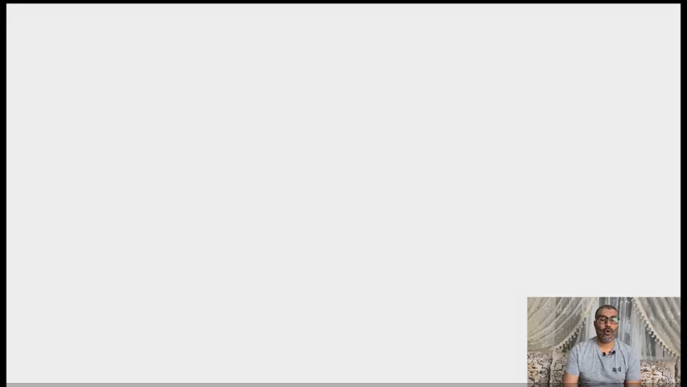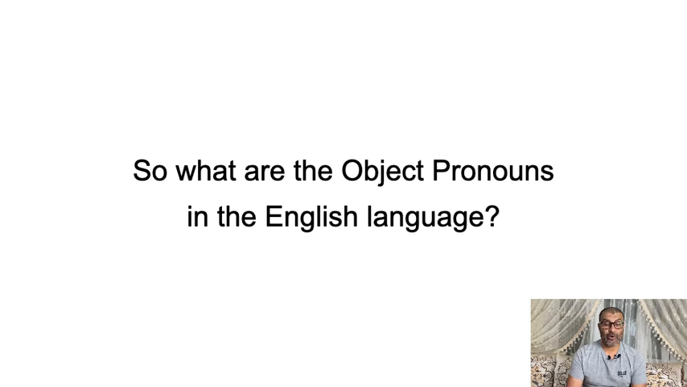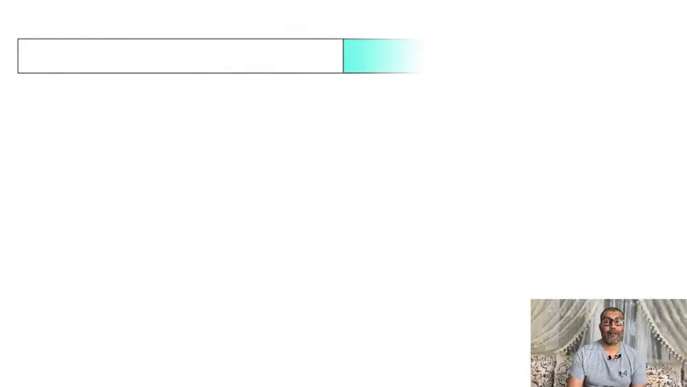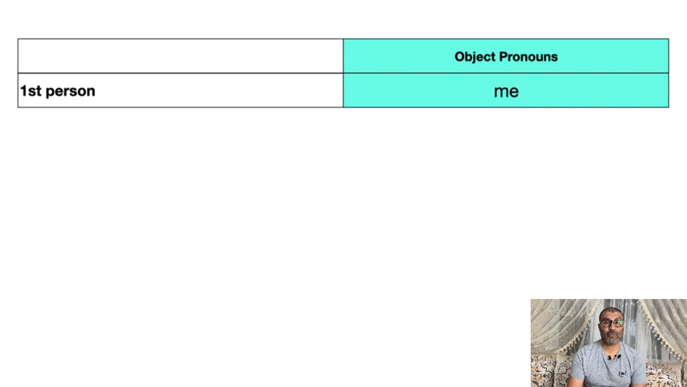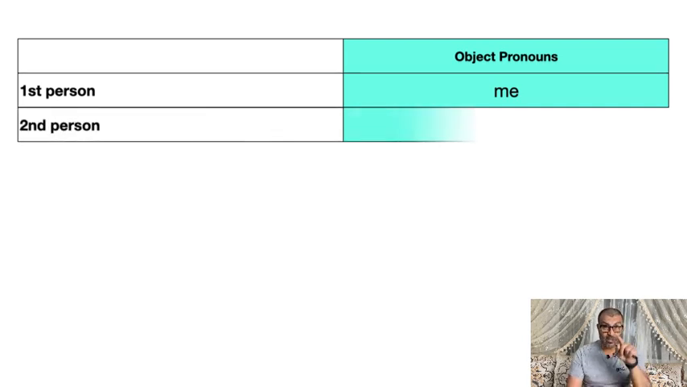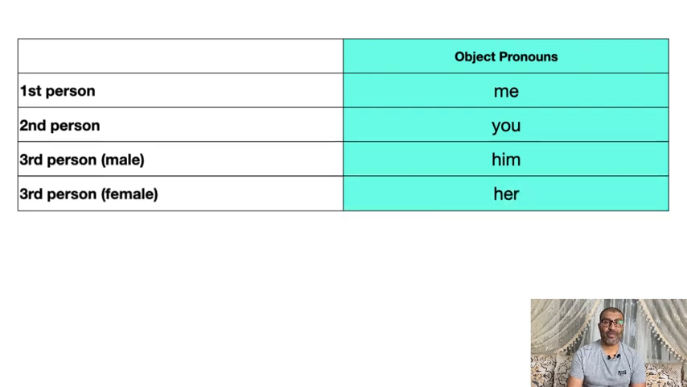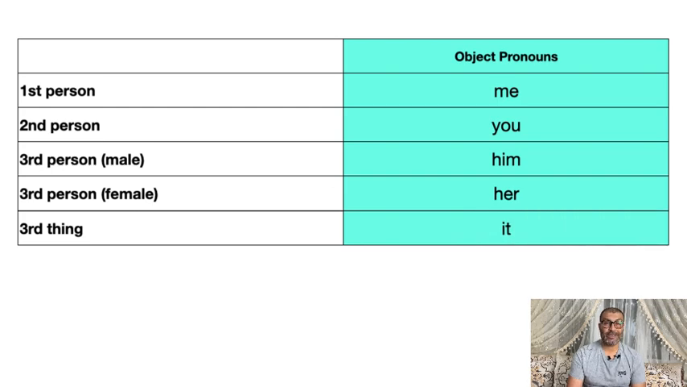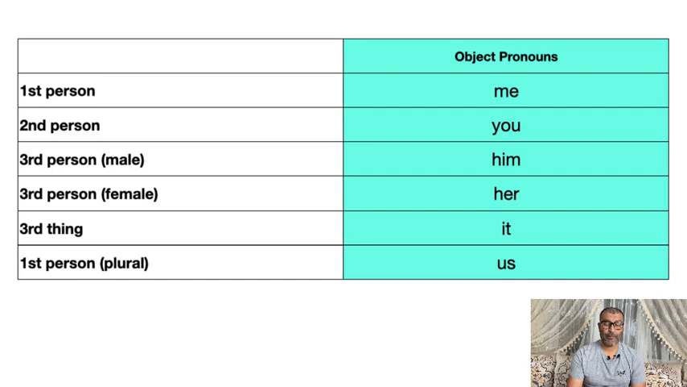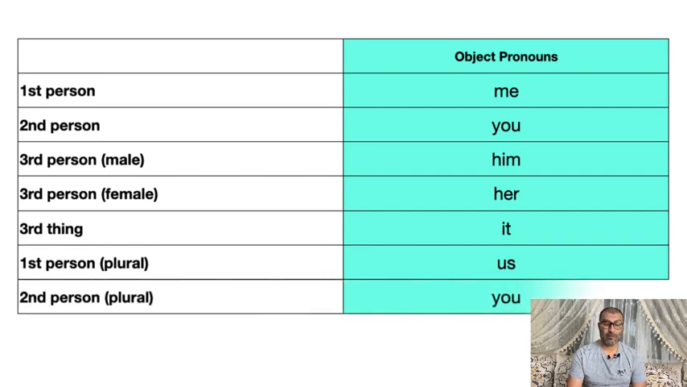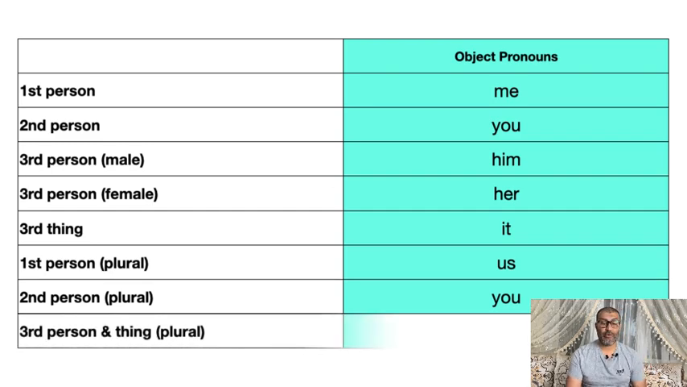Okay, so what are the object pronouns in the English language? The first person is me. Second person is you. Third person male is him. Third person female is her. The third thing, which is not a person, is it. First person plural is us, and the second person plural is you, and the third person and the thing plural is them.